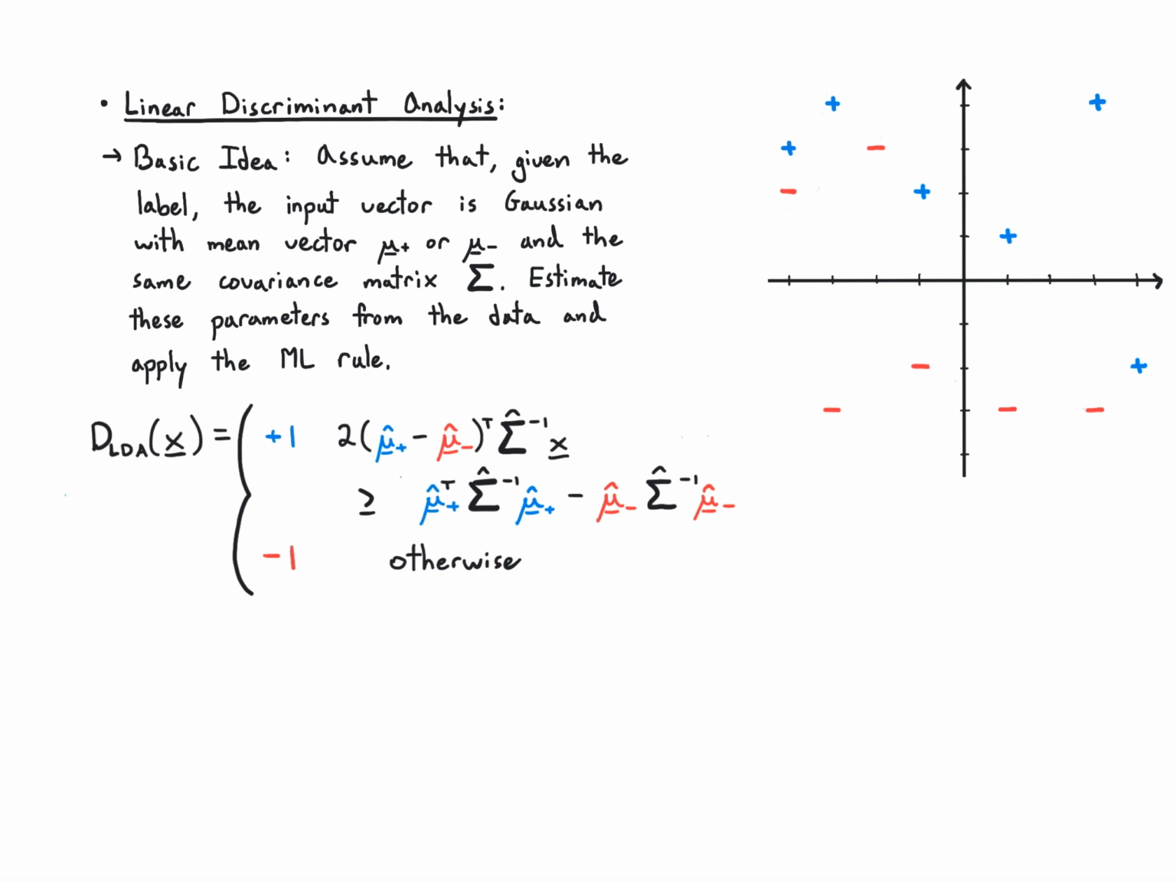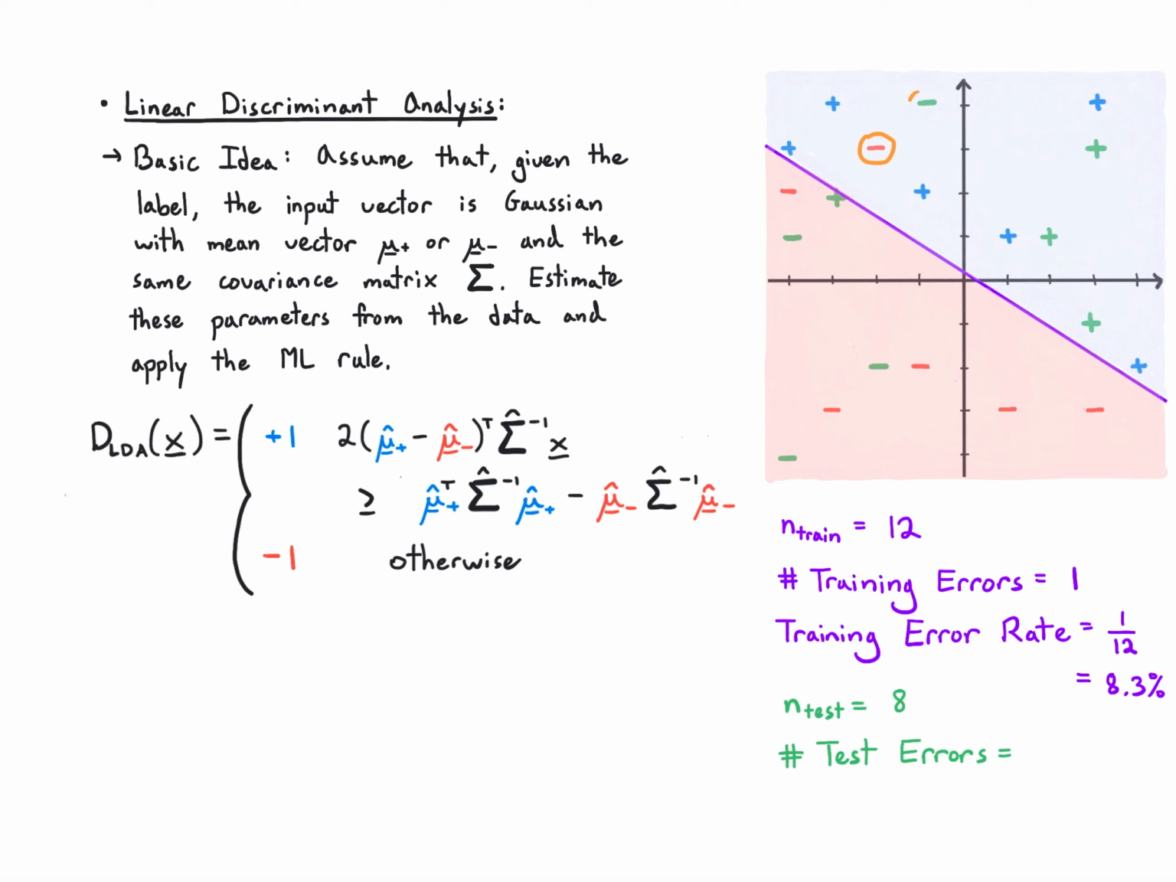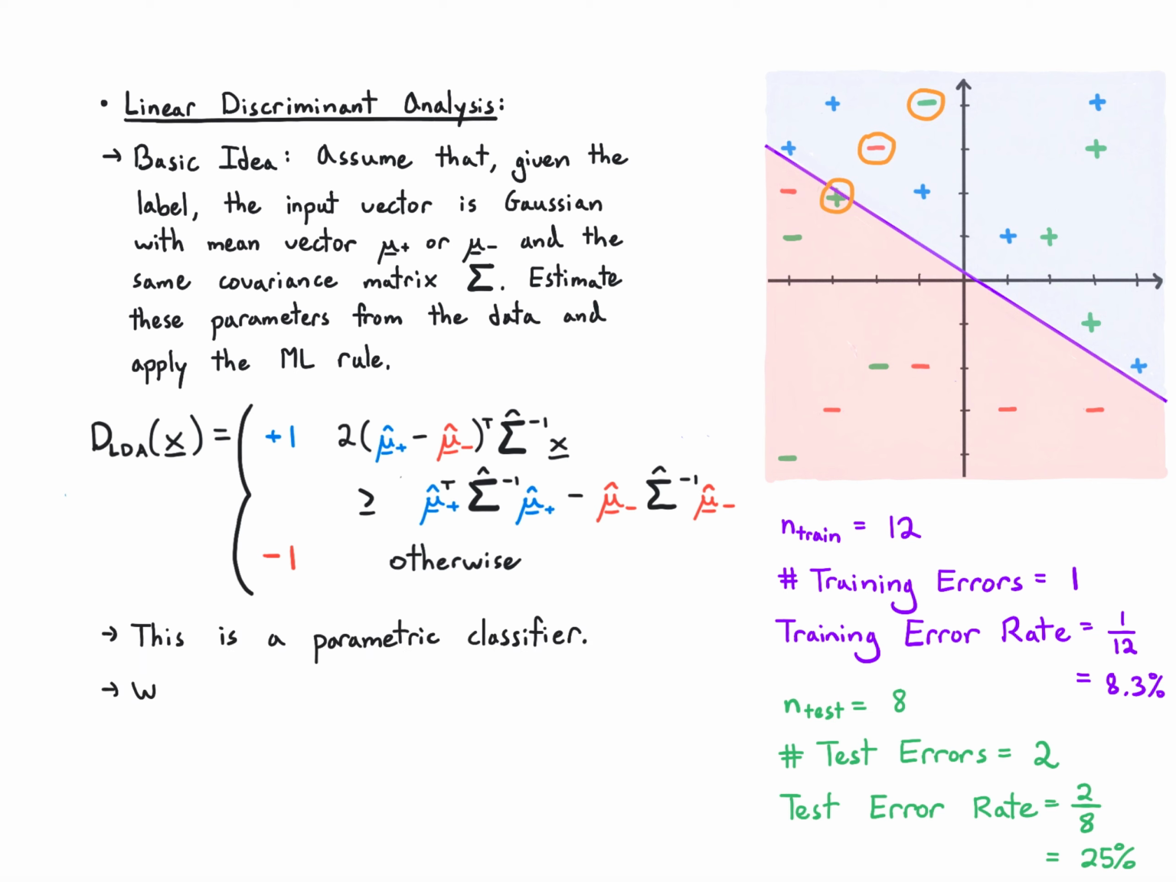All right, so let's just apply this. So I have my line, and I have the top, which is blue, and the bottom, which is red. So I have one training error. So my training error rate is going to be 1 over 12, that's approximately 8.3%. And then my number of test examples is 8. My test errors is 2. So my test error rate is going to be 2 over 8, which is 25%. Okay, and this is a parametric classifier because I'm actually assuming some distribution.